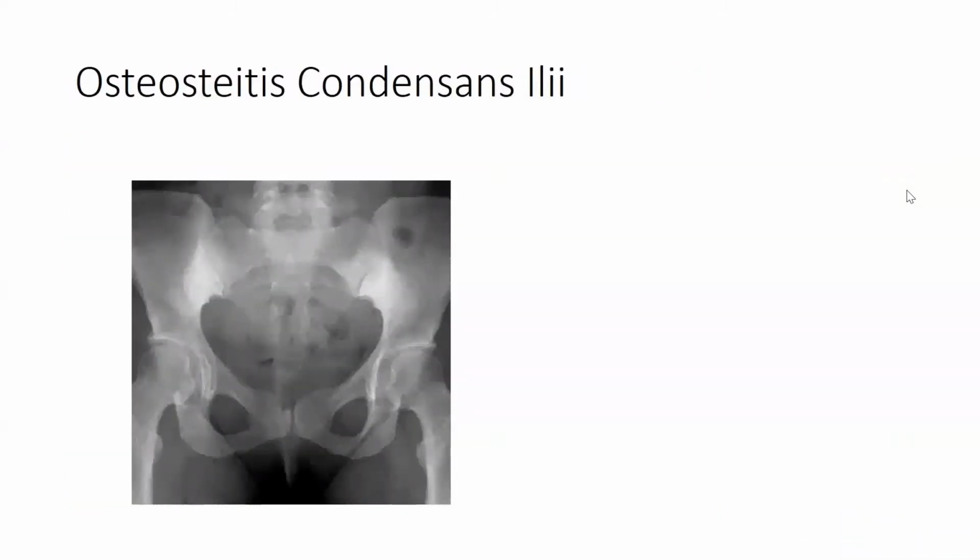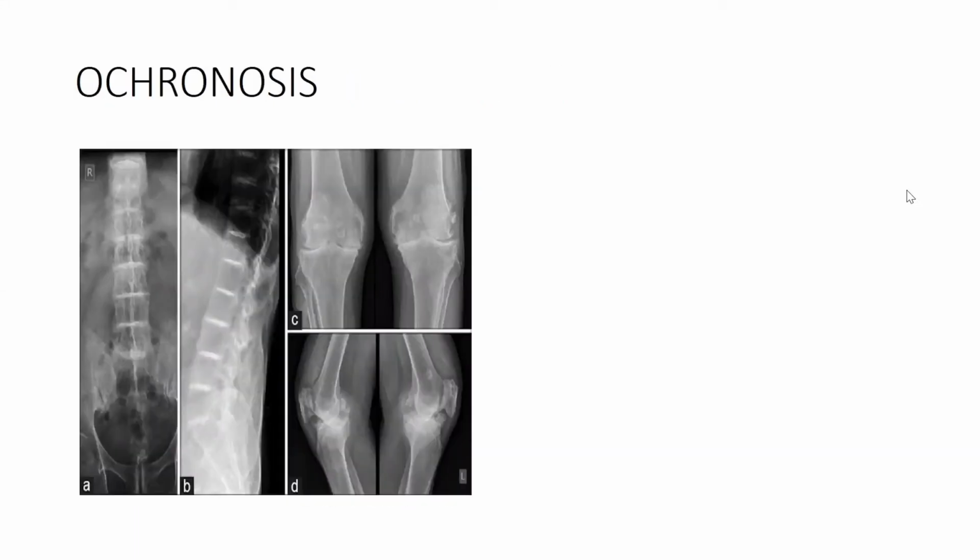Osteitis condensans ilii, seen most in postpartum women, wrongly diagnosed as ankylosing spondylitis because of the sclerosis. The sclerosis in osteitis condensans ilii is on the iliac side of the sacroiliac joint. That's very important. Next slide, please. Ochronosis, coming with low back pain. Please look in the X-ray for intervertebral disc calcification. Next slide, please.